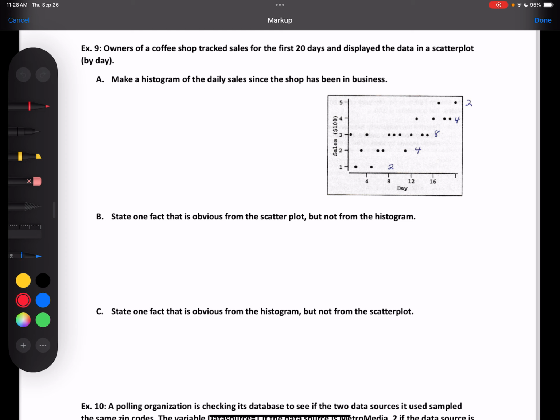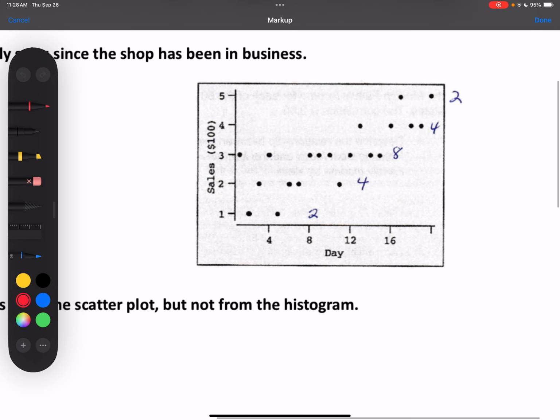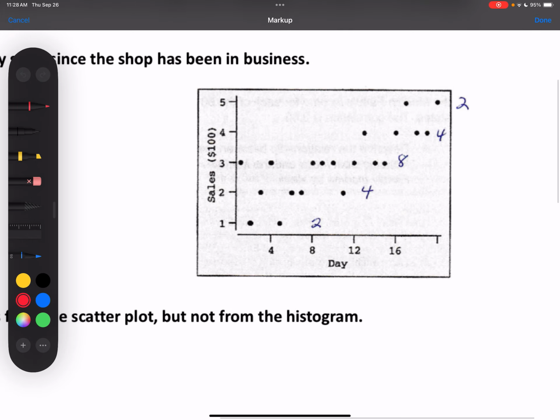All right. Owners of a coffee shop track sales for the first 20 days and display it in a scatter plot by day. Make a histogram of the daily sales since the shop has been in business. So essentially we're just redrawing this data in a different form for this first step. A couple things to notice here. Each day has one dot, right? Because they only have one set of sales each day. Like your total sales, you don't have multiple totals for one day.